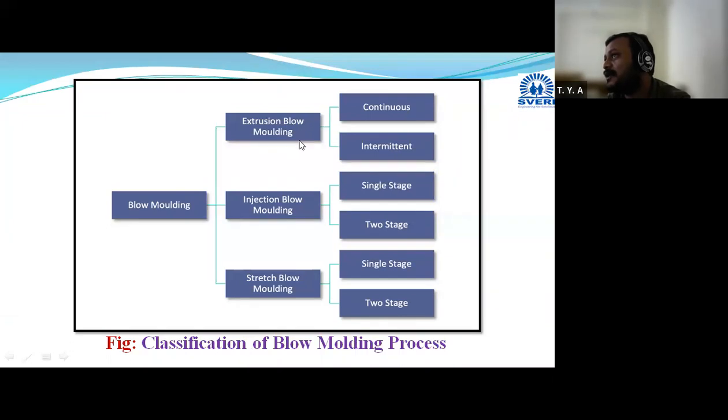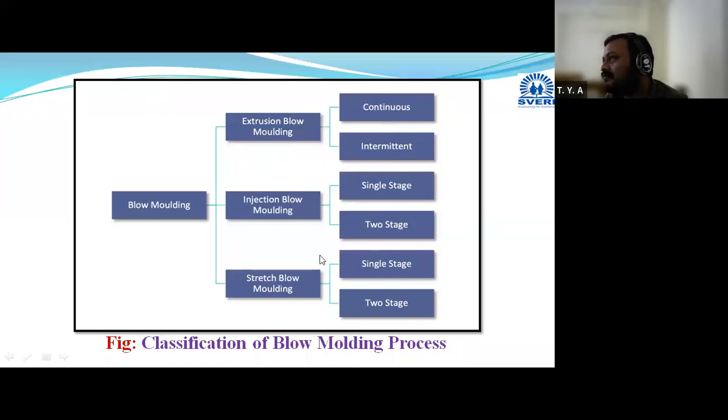Like extrusion blow molding process is classified as continuous and intermittent extrusion blow molding process. Then injection blow molding process is classified in single stage and two stage injection blow molding process. Similarly, stretch blow molding process is classified in single stage and two stage stretch blow molding process. Now, a question will arise here: what is the meaning of this single stage and two stage? This continuous and intermittent is similar to single stage and two stage only.